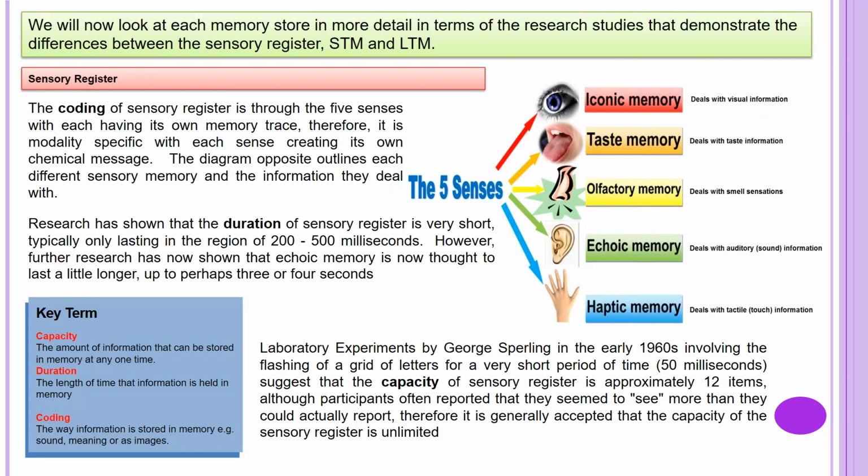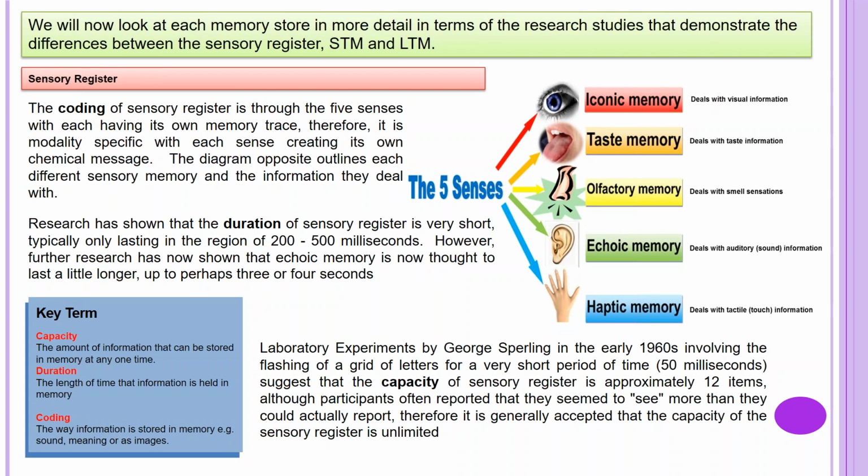We'll now look at each memory store in more detail in terms of the research studies that demonstrated the difference between the sensory register, short-term and long-term. The sensory register, as I've already mentioned, is often overlooked by books and schools. The coding of sensory register is through the 5 senses, with each having its own memory trace. Therefore it is modality specific, with each sense creating its own chemical message. The diagram opposite outlines each different sensory memory and the information they deal with.